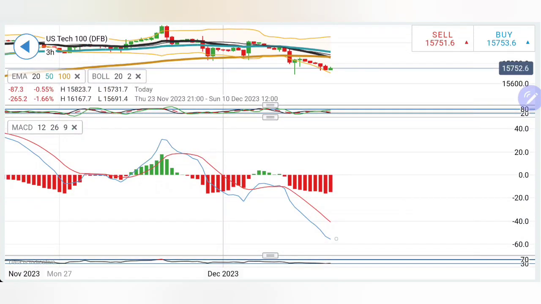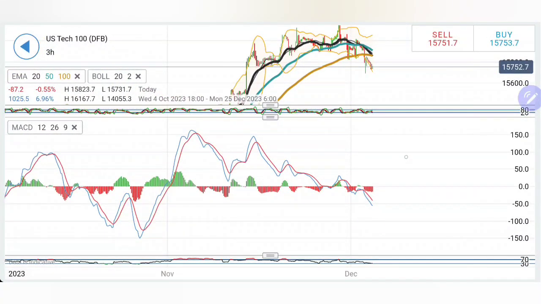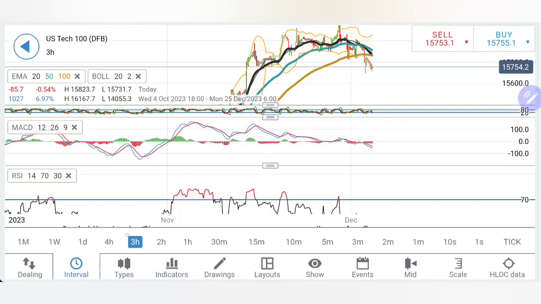Stochastic again at bottom, MACD is still divergent and bearish. It has further scope for it to continue on the downside. See, it is coming from here at plus 150, and it is right now at minus 50. It can achieve the bottom before bouncing back. RSI is also at bottom.